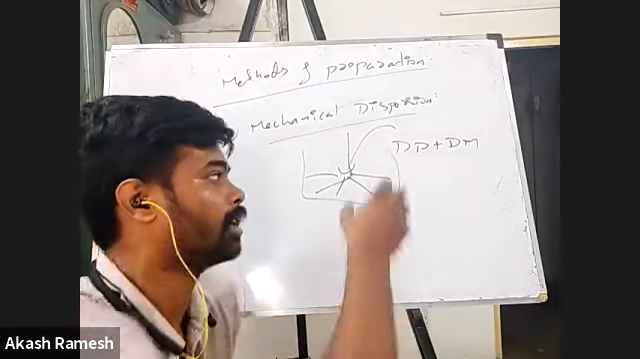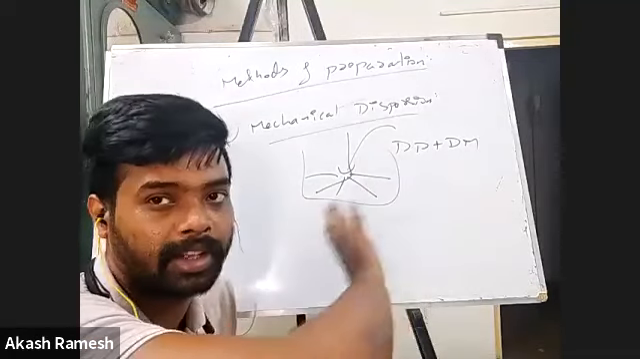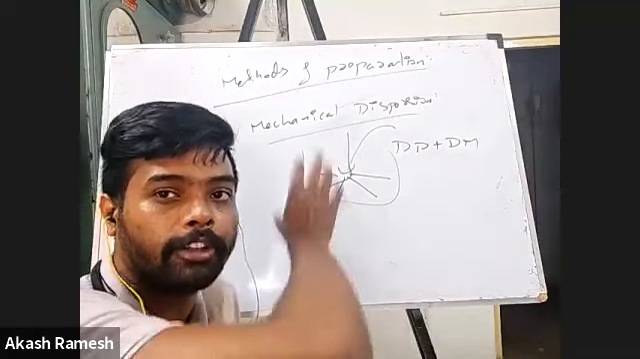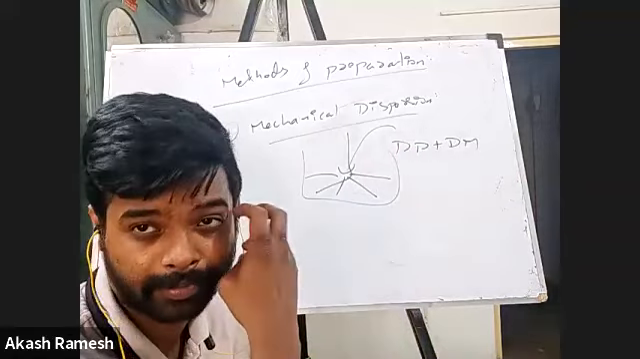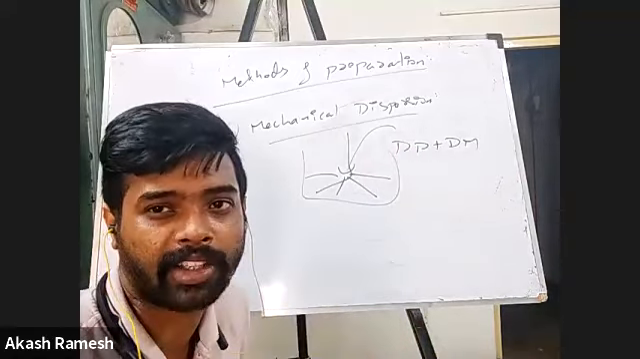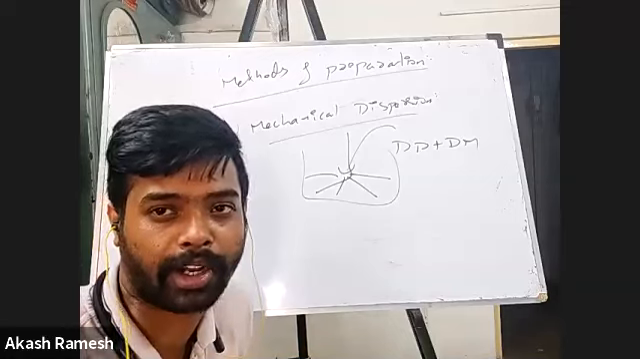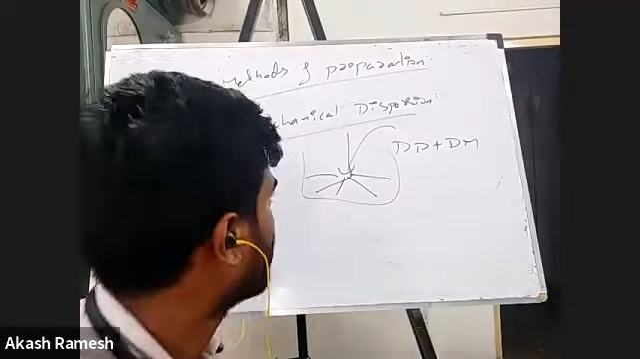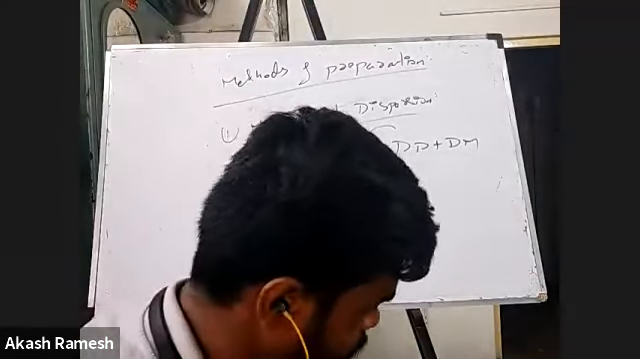This will convert the dispersed medium and dispersed phase, which were separate, individual entities before. Now they will come together to form a colloid. It's very simple. The best example I can take is churning or your froth flotation. Froth flotation as an example, right? So that's your mechanical dispersion.